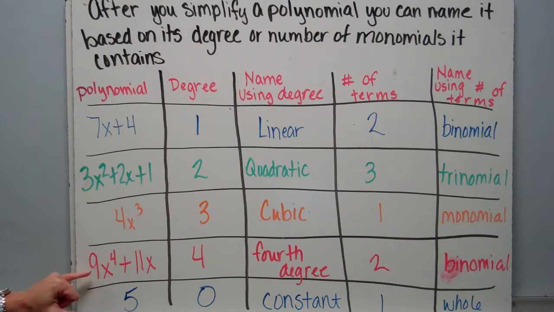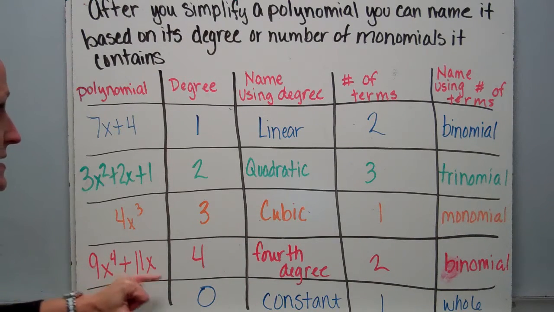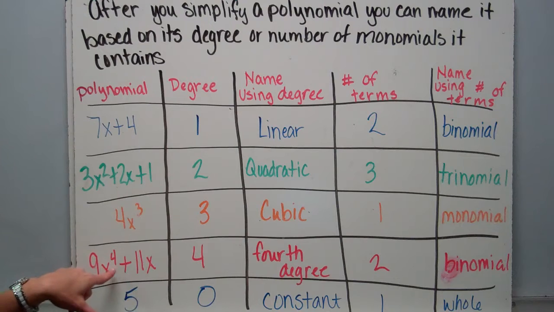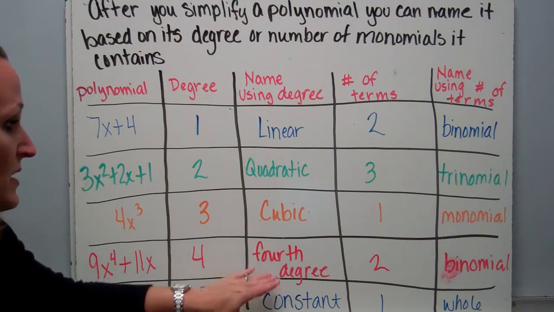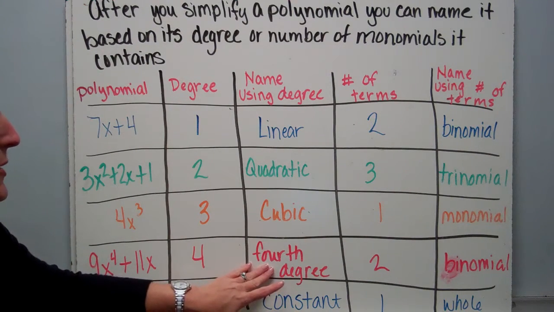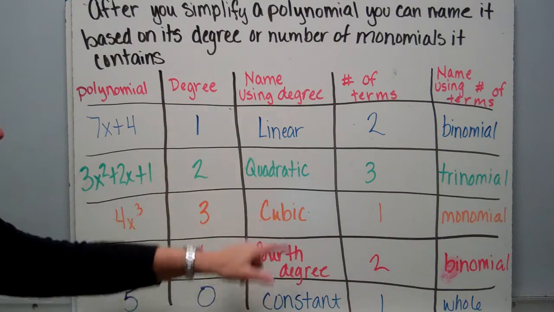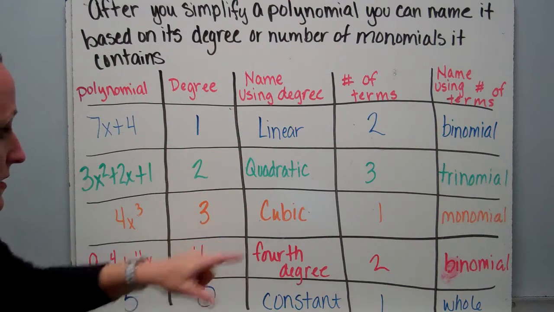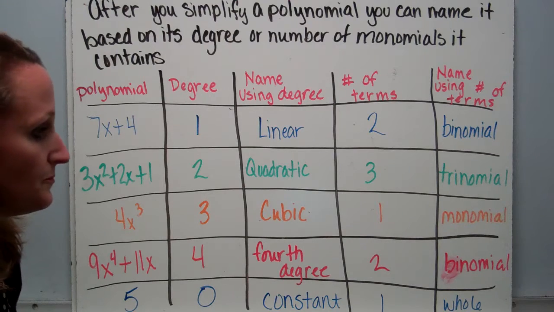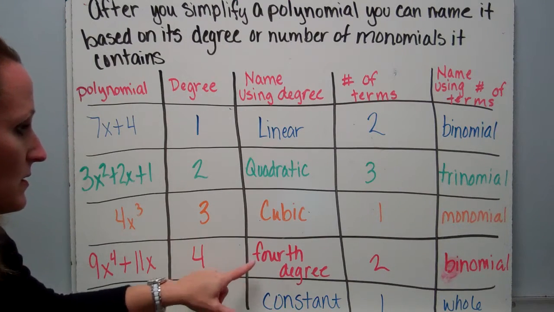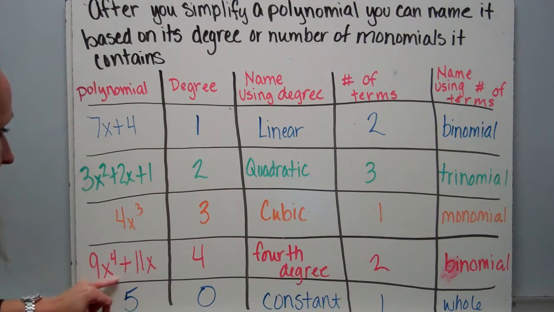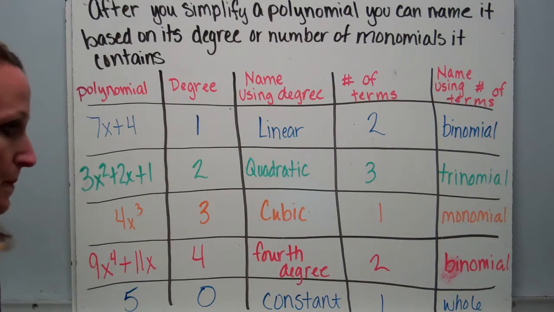What about this? 9x to the 4th plus 11x. It has a degree of 4 because of this exponent of 4. That makes it a 4th degree. We don't have anything like linear, quadratic, cubic for it. It has 2 terms, and it would be a binomial.